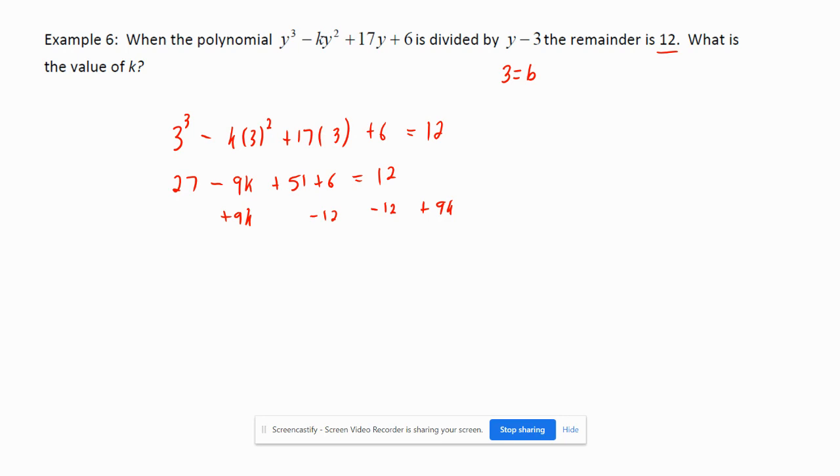So now I'm just going to use my calculator for this. We got 27 plus 51 plus 6 minus 12 is 72. Divide both sides by 9, and that means 8 equals k. Okay, so we solved for 8 equals k, and that's our answer. So again, the strategy was to plug in the b value for your y's. The b value is 3. We know the remainder equals 12, and then we solve this equation for k.